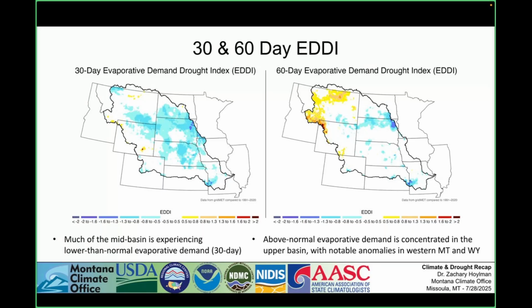As you can see on the left, over the past 30 days, much of the mid-basin has experienced lower than normal demand. But over the last 60-day period, shown on the right, we can see that persistent signal of above normal demand in the upper basin, particularly in western Montana and Wyoming. So these locations in the upper part of the basin have had both lesser than normal precipitation and warmer than normal temperatures, which drive more evaporative demand from the atmosphere.